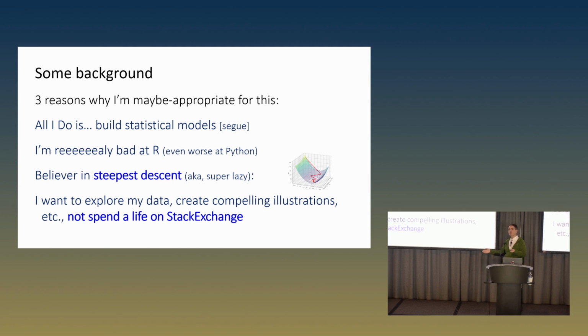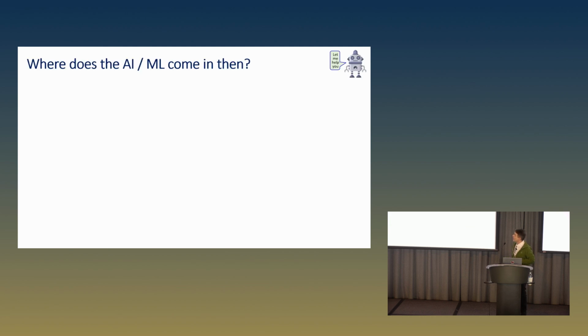So the question is, how can you get exactly what you want and create really compelling illustrations of what your data tell you without spending a life on Stack Exchange or becoming a programmer? So with that said, where does the AI ML come in?